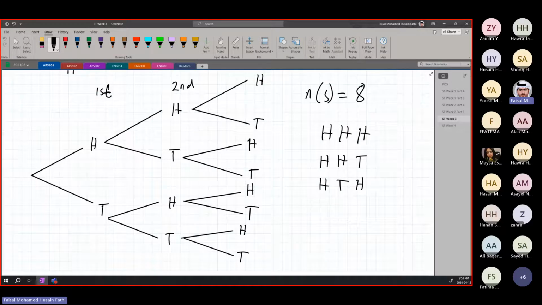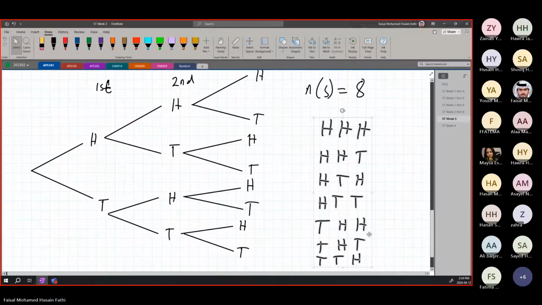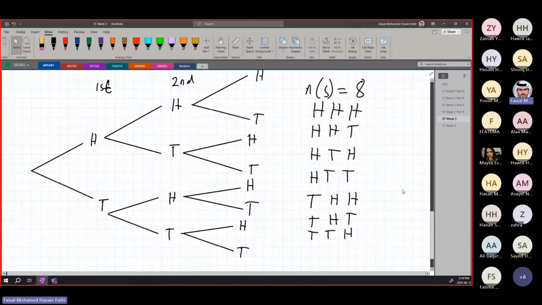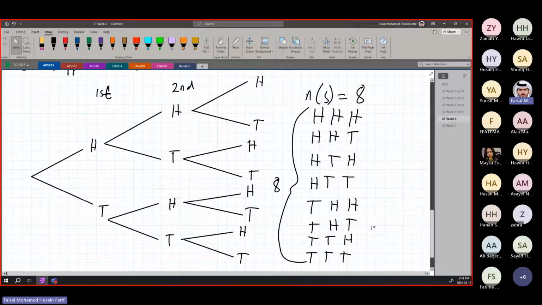And we'll keep going. So head, tails, tails. Then we're going to go to tails: tails, head, head. And then tails, head, tails. And then tails, tails, head. And the last one is going to be simply tails, tails, tails. Okay? If you notice, these are all the possibilities, which is 8 different possibilities.